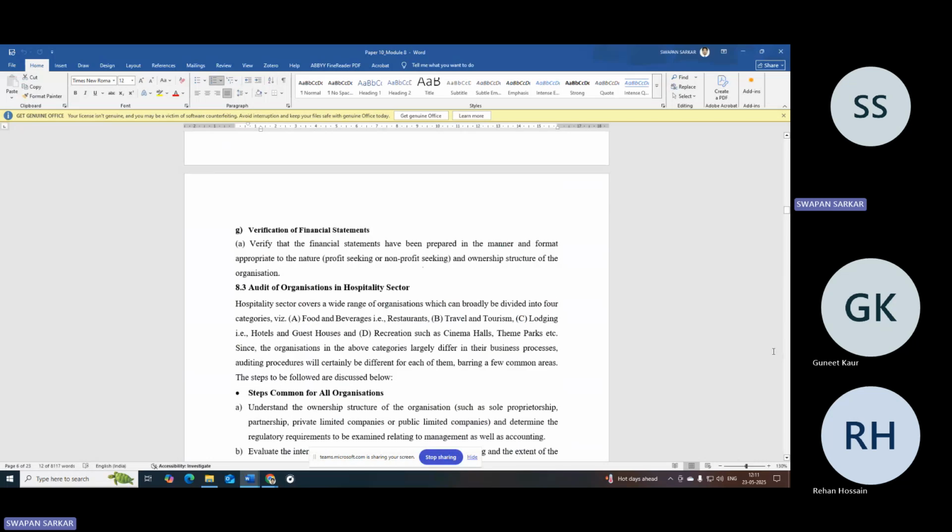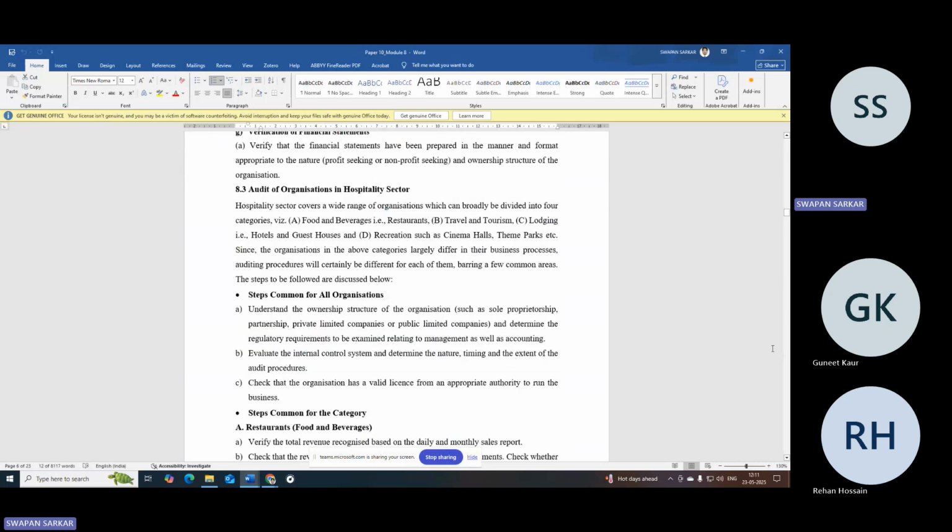Now, after healthcare, another important organization is hospitality. The hospitality sector covers a wide range of organizations which can broadly be divided into four categories: food and beverage, that is restaurants; travel and tourism; then lodging, hostels and guest houses; then recreation such as cinema halls, theme parks, etc.